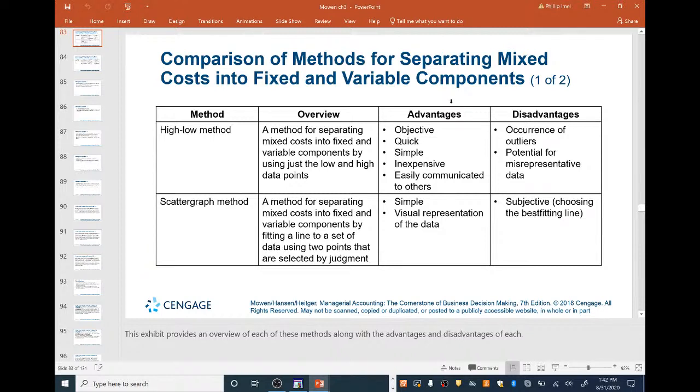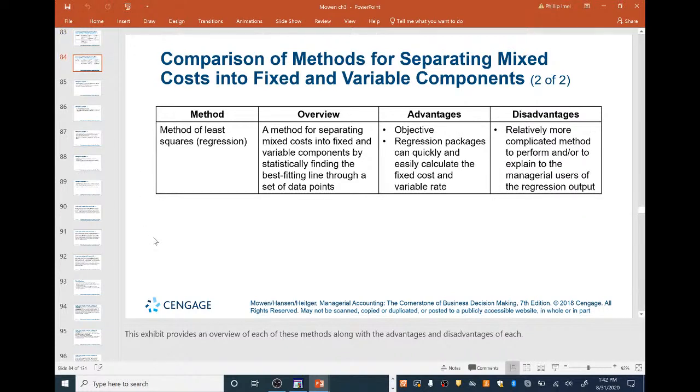Next is the scatter graph method. This is a method for separating mixed cost into fixed and variable components by fitting a line to a set of data using 2 points that are selected by judgment. The advantages of the scatter graph method are that it's simple and gives a visual representation of the data. Some of the disadvantages are that it's subjective, so choosing the best fitting line is subjective. It's going to be based upon the experience, the qualifications, and the professional judgment of the analyst or the cost management accountant.